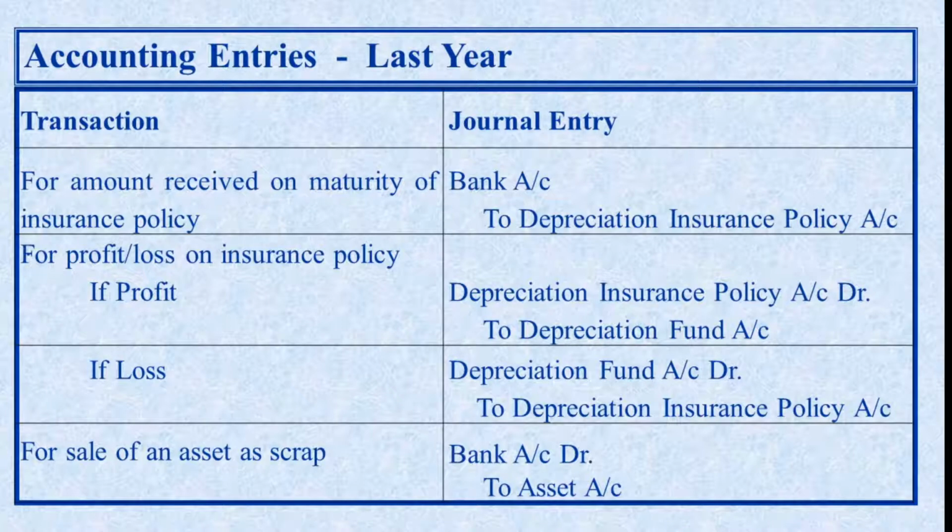At the end of useful life of an asset, if any amount is realized on sale of an asset as scrap, the entry for the same is passed. The entry for sale of an asset as scrap is bank account debit to asset account. That is, bank account is debited and asset account is credited with the amount realized on sale of an asset as scrap.